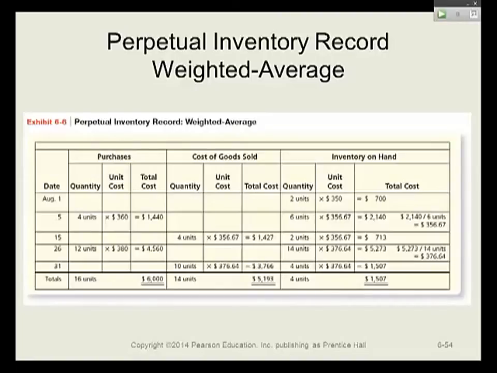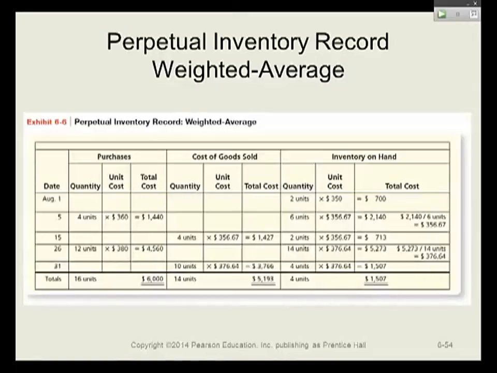So I have 700 in beginning inventory. I have 1440 that I just purchased. I'll move that over. I just purchased 1440, and I now have 2140 as my total cost available. I have 6 units in stock, so my average cost is $356.67.